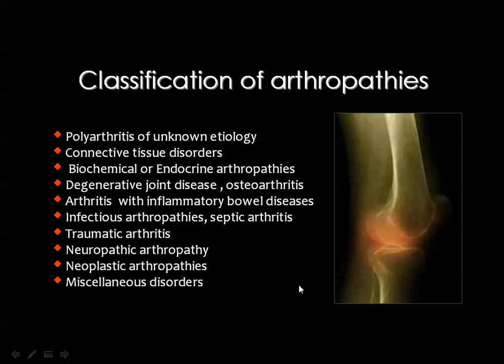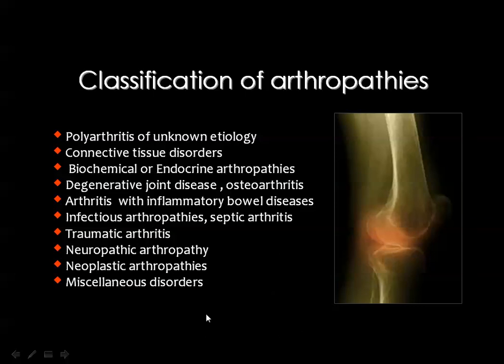The evaluation of the arthropathies will include these items: polyarthritis of unknown etiology, connective tissue disorder, biochemical and endocrinal arthropathies, degenerative joint disease or osteoarthritis, arthritis related to inflammatory bowel disease, infectious arthropathies or septic arthritis, traumatic arthritis, neuropathic or Charcot joint, neuropathic arthropathy, of course, neoplastic arthropathies, and some miscellaneous disorders.